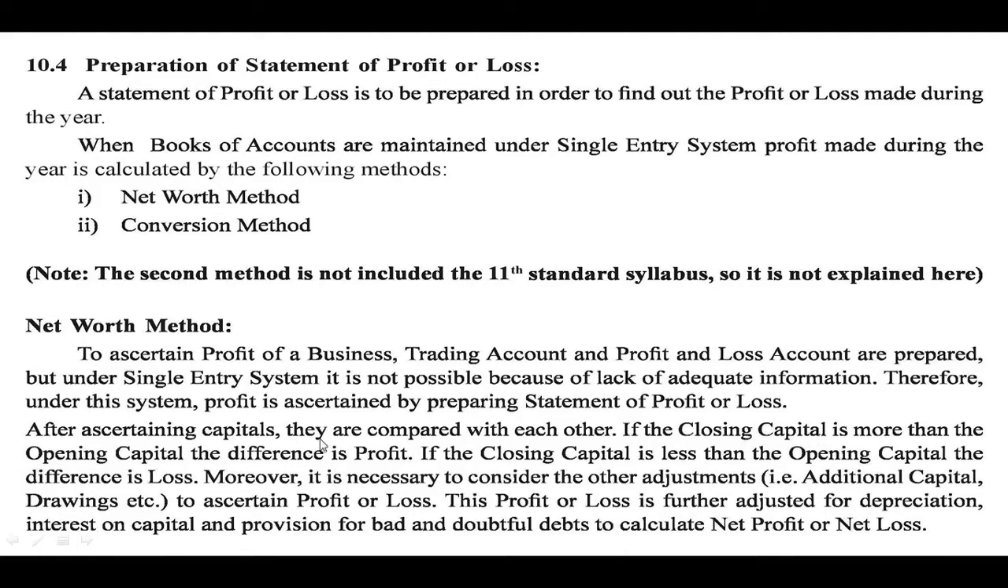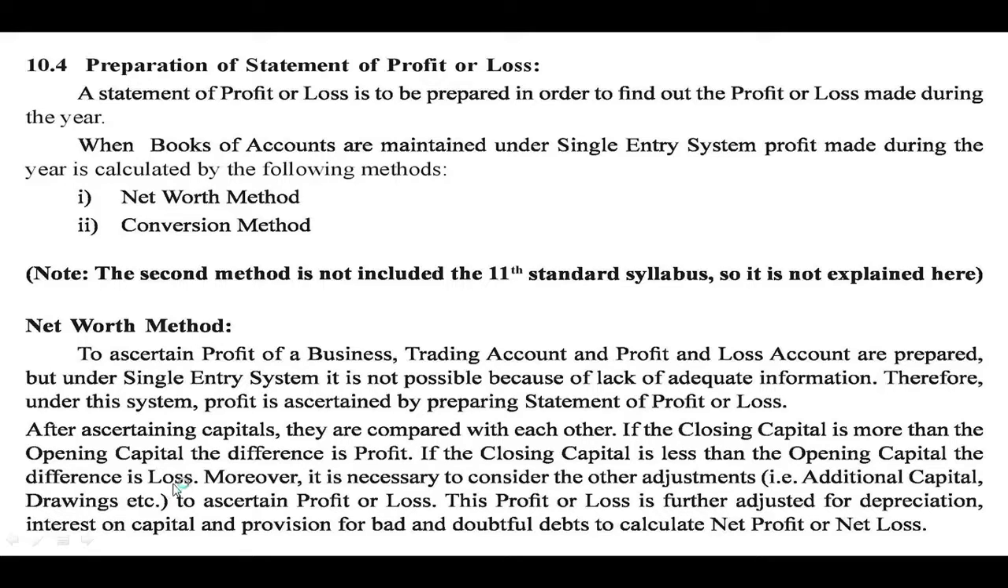Then we have to find out the opening capital. Opening capital is calculated at the beginning of the accounting year. So we have to take the total amount of the opening assets, and from that we have to subtract the total amount of the opening liabilities. We will get the opening capital. Now if the closing capital is more than the opening capital, the difference is known as profit. But if the opening capital is more than the closing capital, then the difference is known as loss.